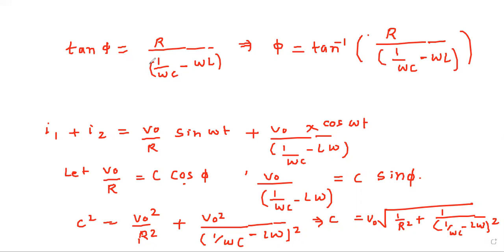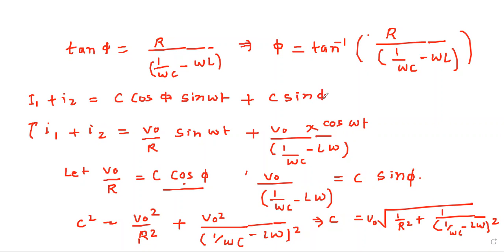Now we put these values as we have assumed. From here, V0 upon R is taken as C cos phi. So this term I1 plus I2 will become C cos phi sine omega t plus C sine phi cos omega t. And this can be written as C times sine of omega t plus phi, because we know the formula sine A plus B equal to sine A cos B plus cos A sine B. So we have got total current I1 plus I2 as C sine omega t plus phi.